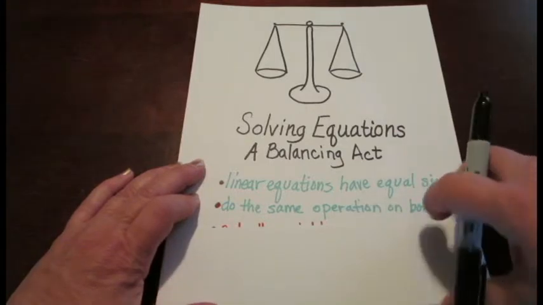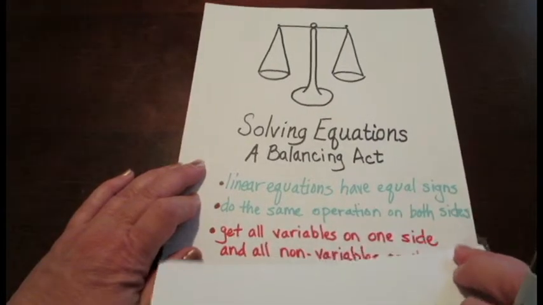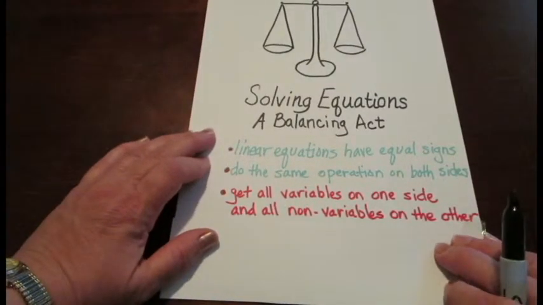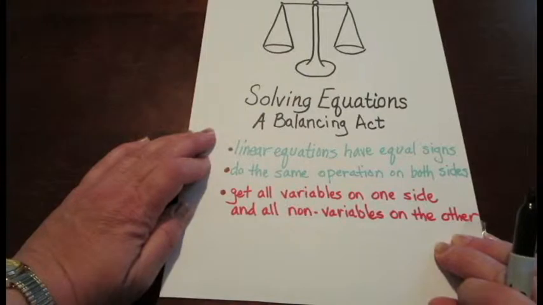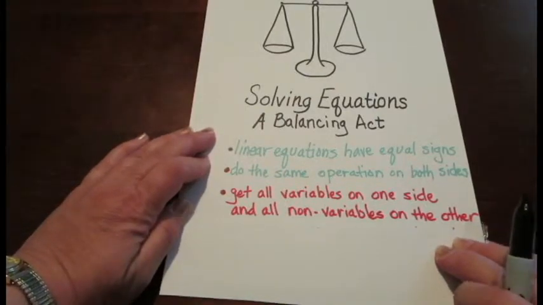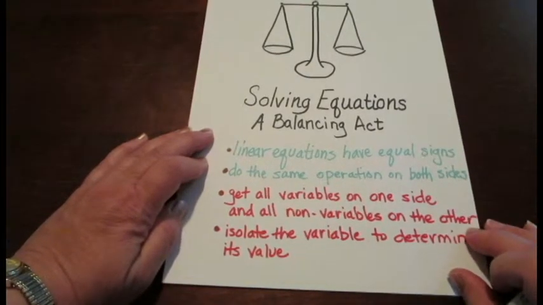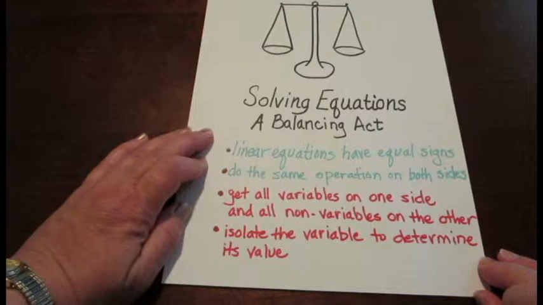And then one of our goals in solving equations is we want to get all of the variables on one side of the equation sign and all of the non-variables on the other side. But our ultimate goal in solving equations is to isolate the variable to determine its actual value.